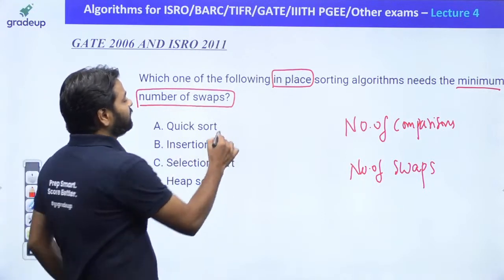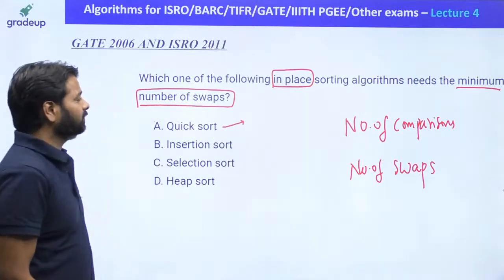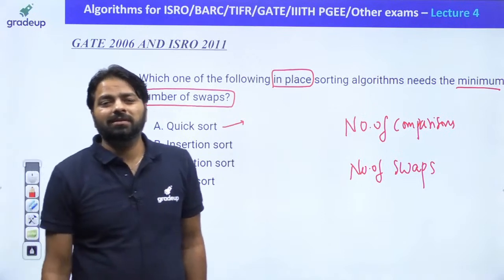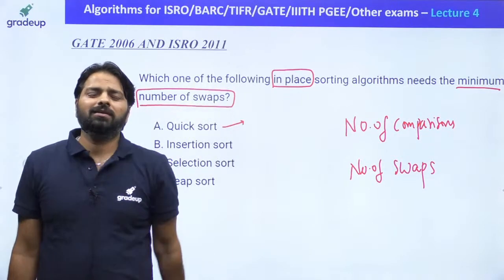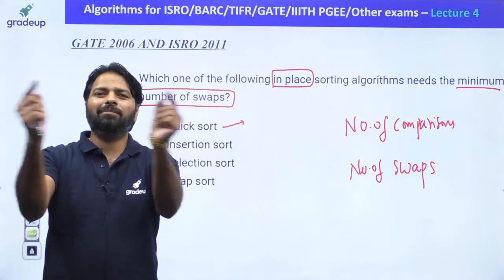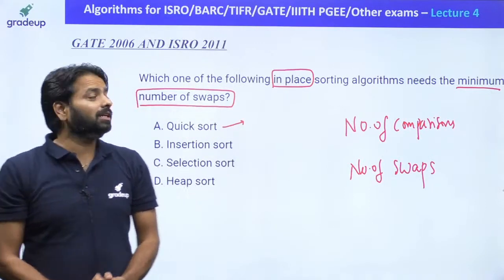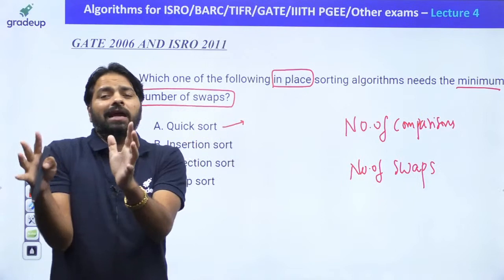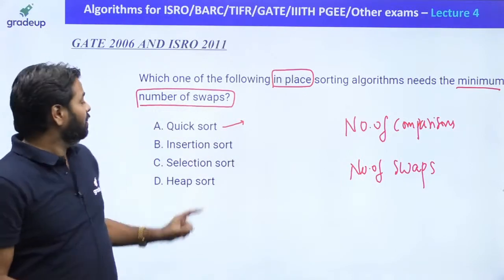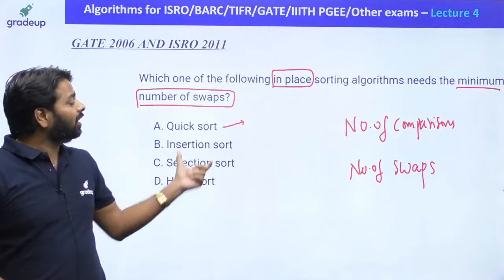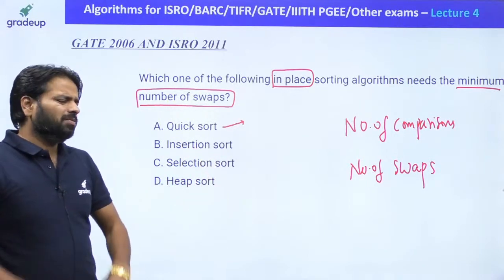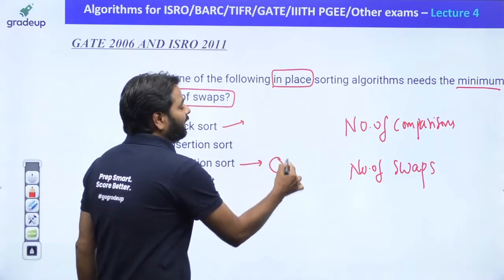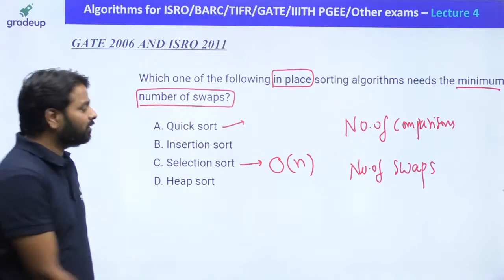In quick sort, guys, you know how many swaps? Each time you place a pivot, in the worst case, each pass of the algorithm can take n/2 swaps. That means if there are n elements, n/2 swaps can happen each time. Insertion sort is order of n square, and selection sort, in best, worst, and average case, is just order of n swaps. Why? Have you seen just before?